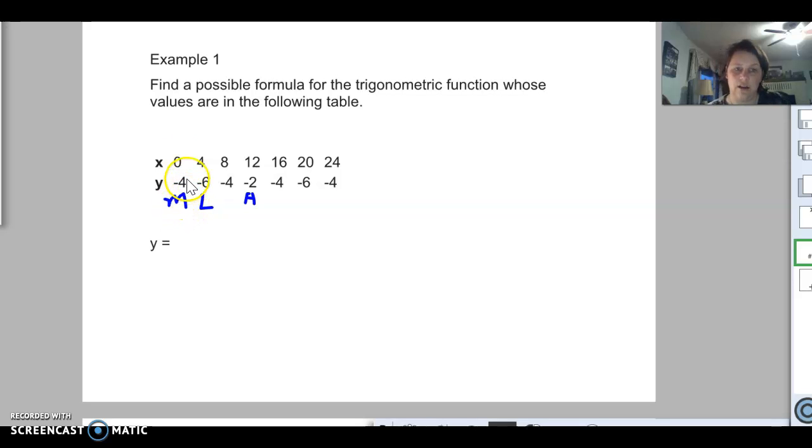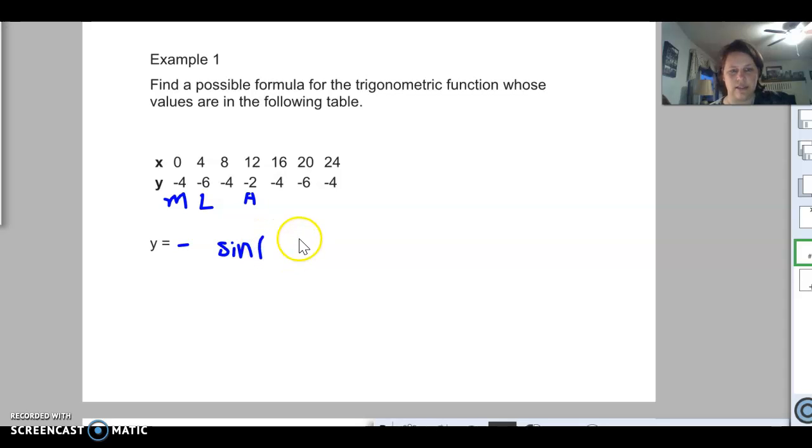So we're starting off at times 0 at our midline. So that means I'm going to use a sine function. Then our very next step over, it goes to a low. So then I know it's a negative sine because sine usually starts at the midline and goes up. So I know I'm going to go down. So I have a negative sine function.